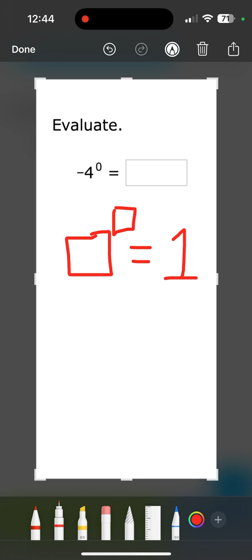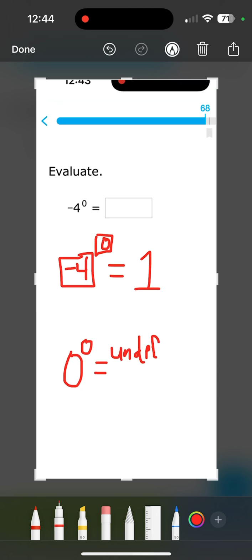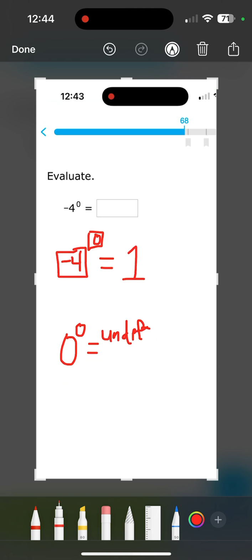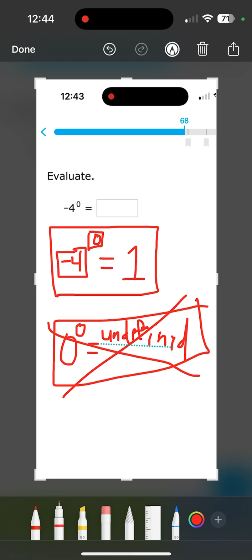All right, so if we're following this rule though, -4 to the power of 0 is going to be equal to 1. And again, the only exception to this is 0 to the power of 0, which would equal undefined, which IXL is simply not going to ask you, so you really don't have to worry about this. Just keep in mind anything to the power of 0 just equals 1.